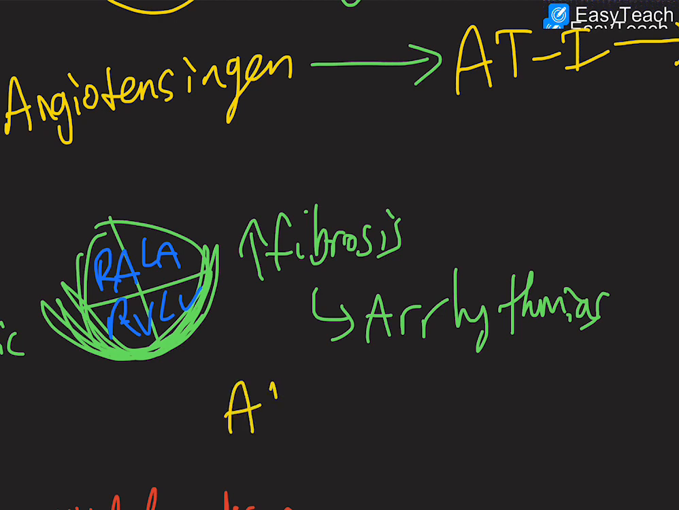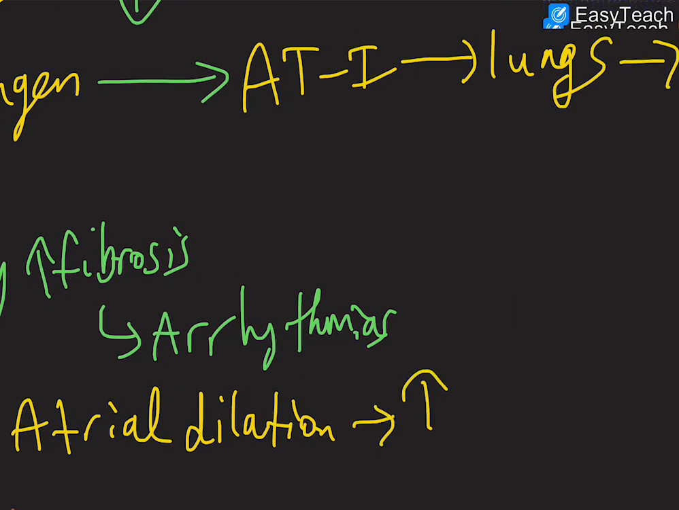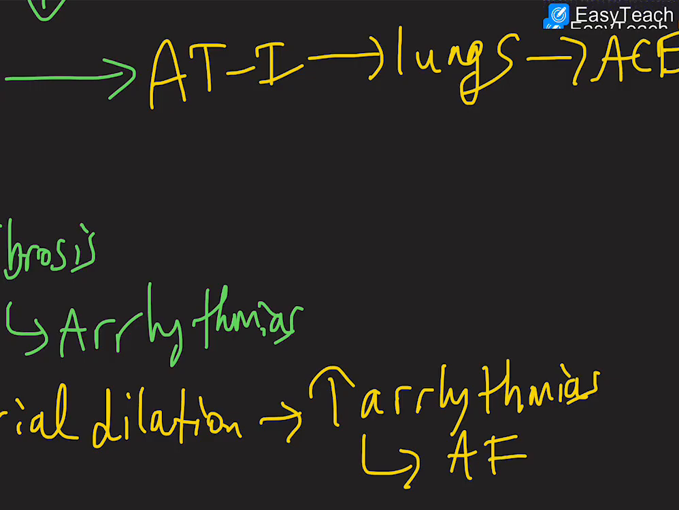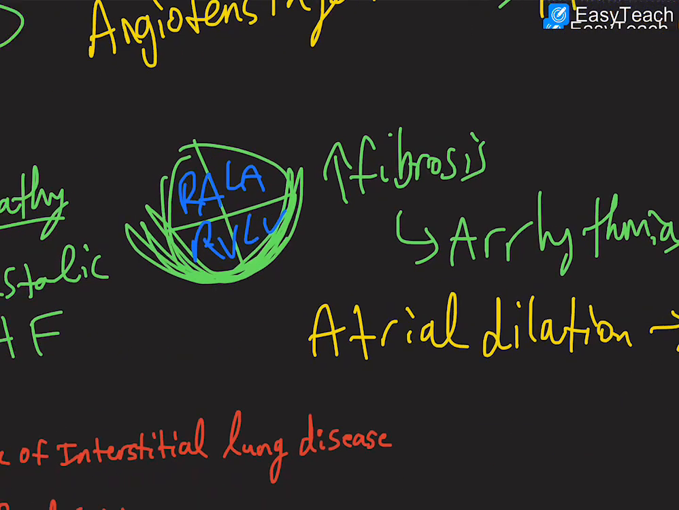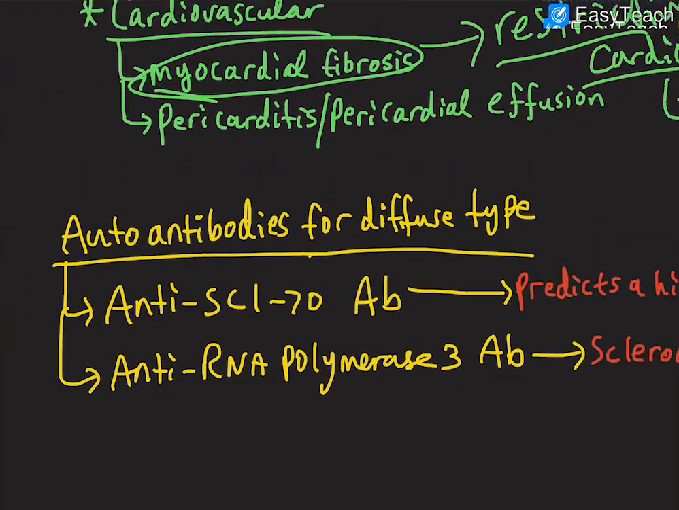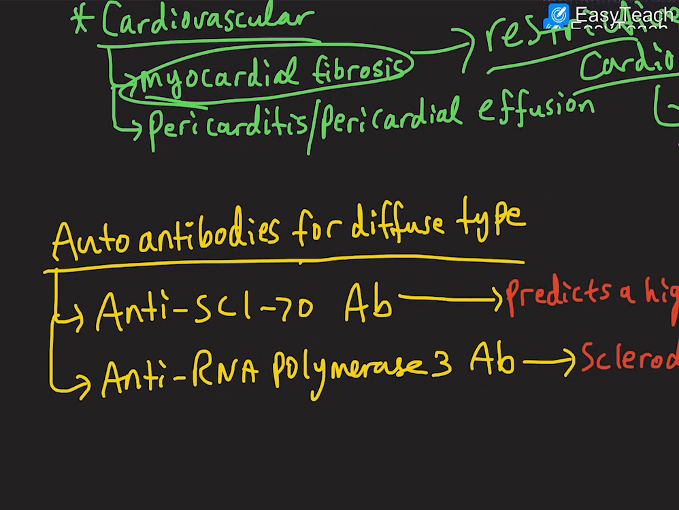So atrial dilation also puts you at an increased risk for arrhythmias, like reentrant circuits, for example, which can lead to irregular heart rhythms, like AFib. So that's important to know. And that's basically it. Those are the main findings for the diffuse subtype of systemic sclerosis.